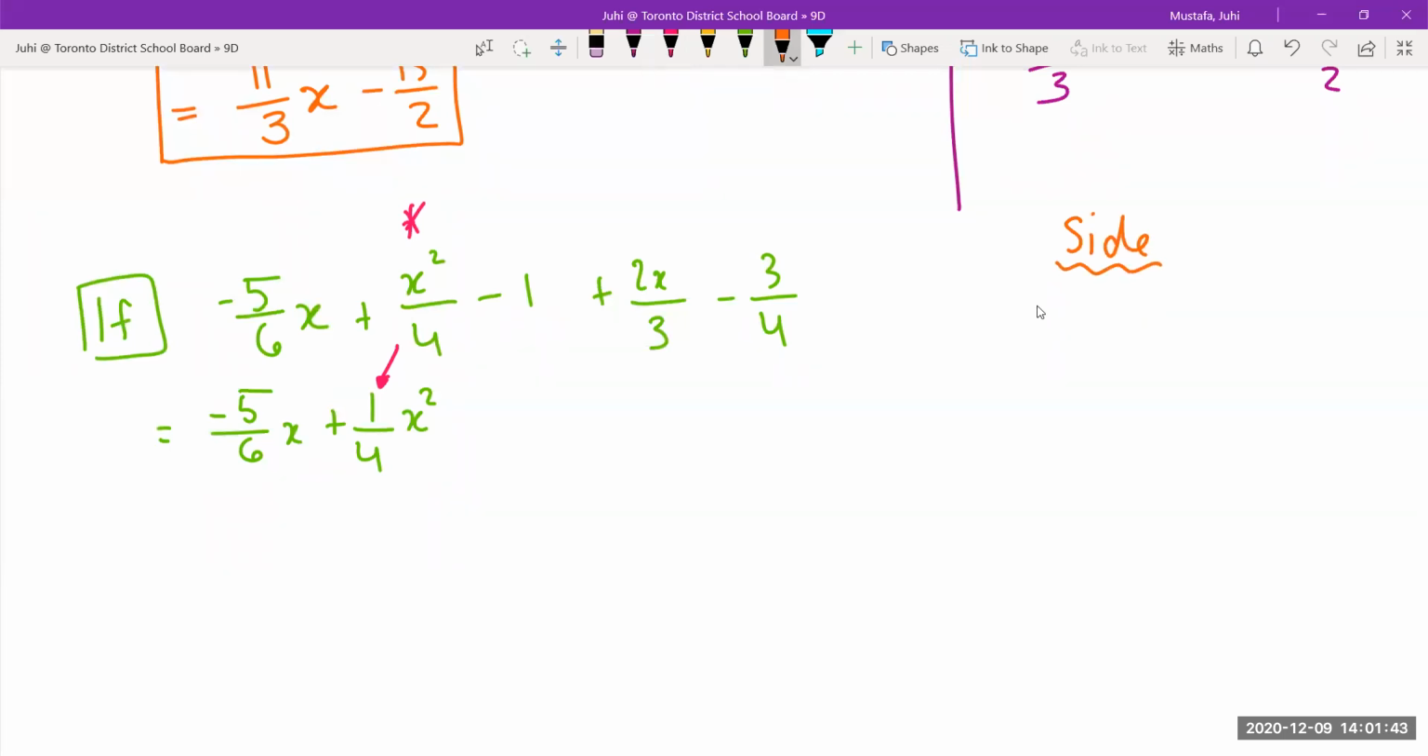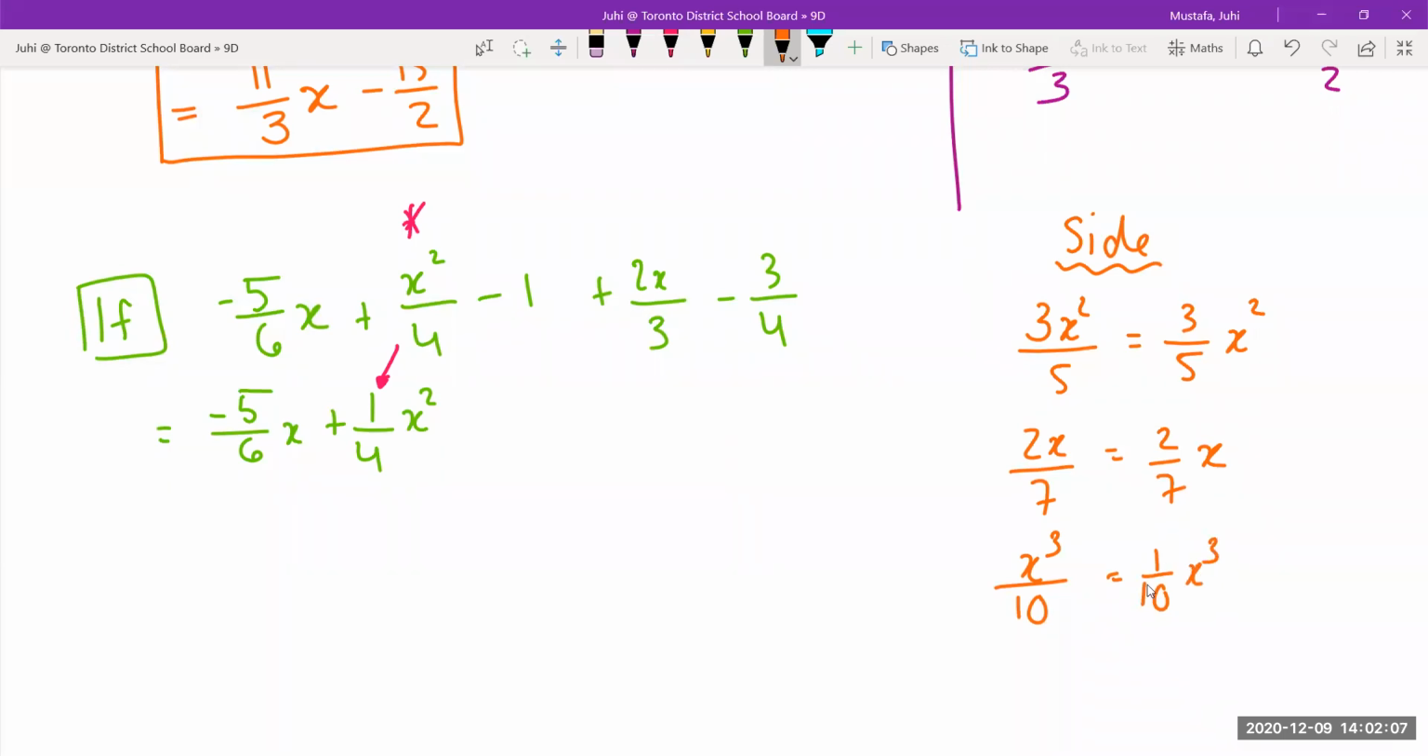For example, 3x squared over 5, you would rewrite that as 3 over 5x squared. Or 2x over 7, you would rewrite that as 2 over 7x. One last one, x cubed over 10, you would rewrite that as 1 over 10x cubed. So you're basically just taking the numerator and denominator, making it a separate fraction, and then putting the variables beside it. But sometimes if there's nothing there, just remember there's supposed to be a 1. So the fraction would be 1 over 10 and then x cubed. Does that explanation make sense?